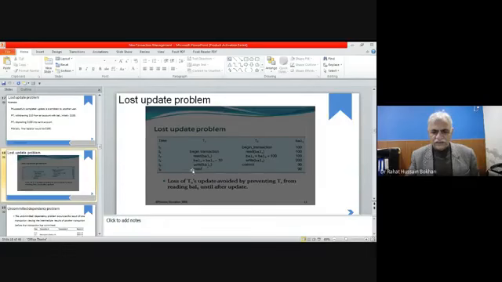It said commit that, and it committed that after the commitment of T2. Even though T2 committed, it should be 200, but the commitment leads to some sort of 90, because here it says write balance 90 and commit 90. So there is some sort of drawback. So loss of T2's update is avoided by preventing T1 from reading balance until after the update. So this was the lost update problem.